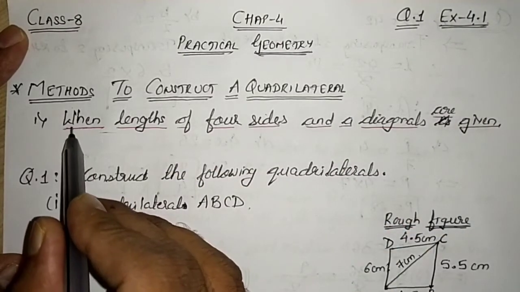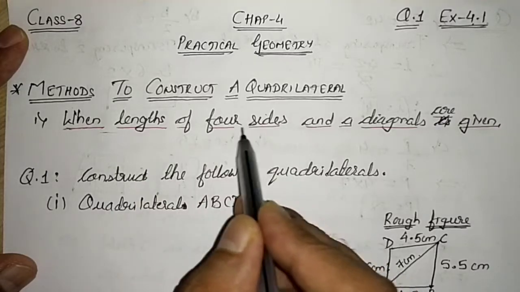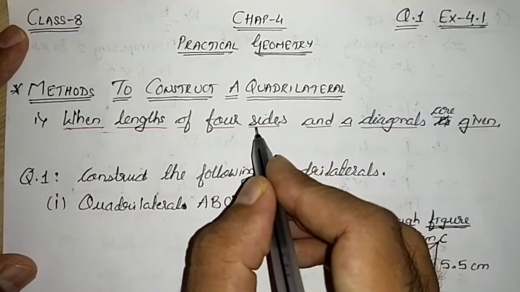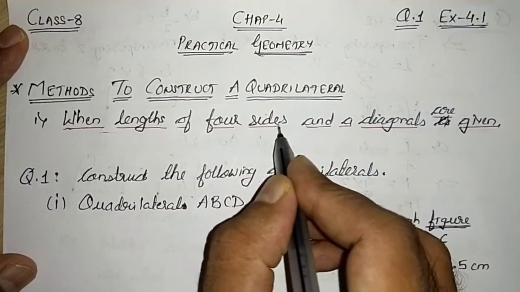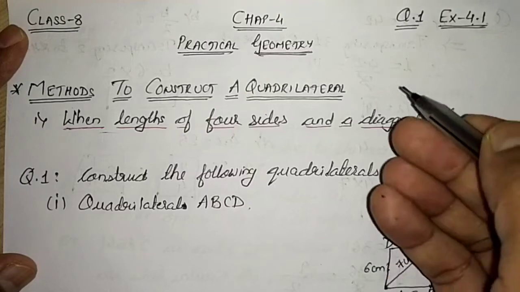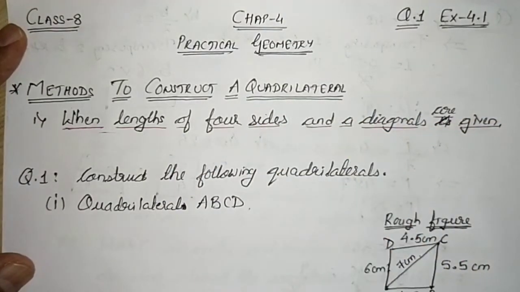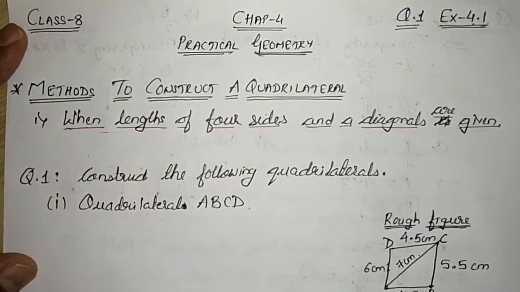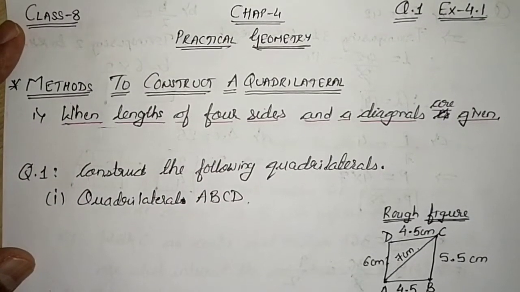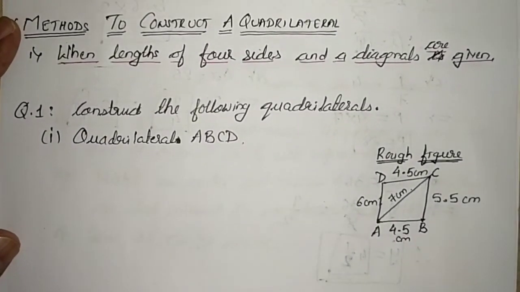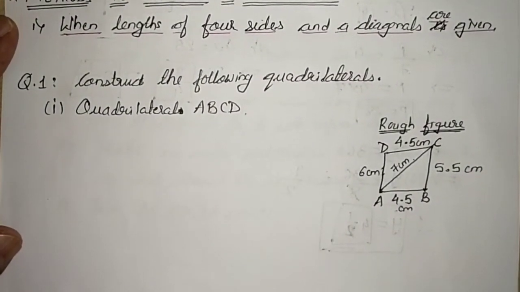If you have given length of 4 sides, you know quadrilateral is having 4 sides. So if you have given the length of all the 4 sides and a diagonal, then construct a quadrilateral. This is one method. Likewise, there are different other methods also that we will discuss later. So by explaining you, I am going to solve exercise 4.1.